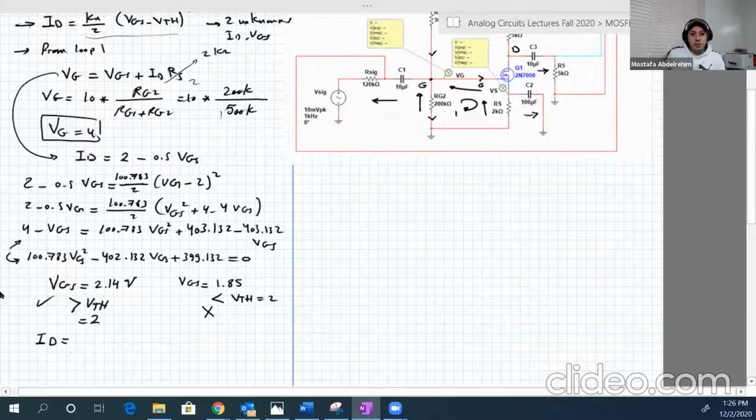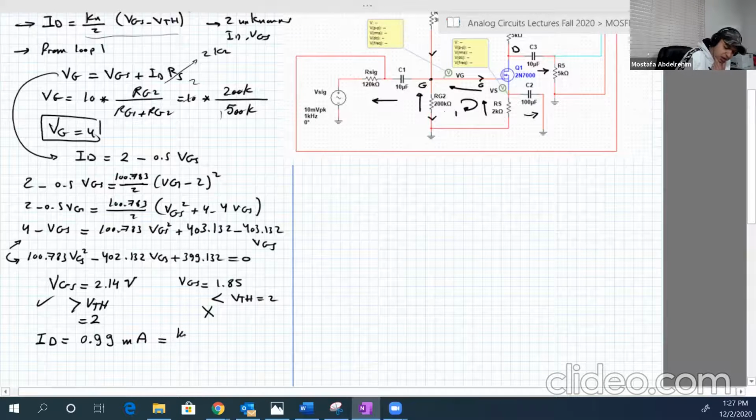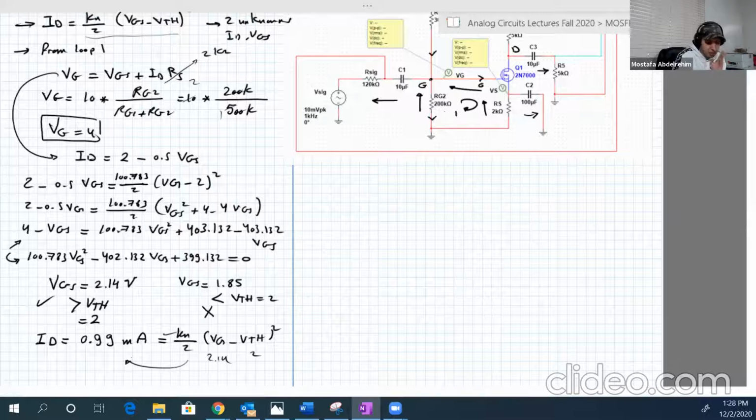Now we calculate ID. ID is calculated from that equation. It's equal to Kn over 2 times (VGS minus V threshold) squared. So we get that 2.14, and this guy is 2, and we know Kn. If we just substitute, we will find that it's approximately 1 milliampere, or 0.999 milliampere, which is approximately 1.